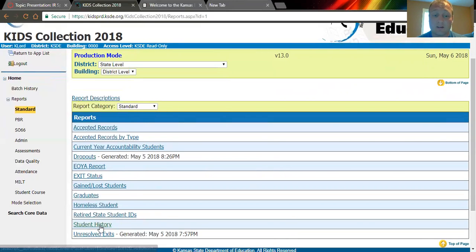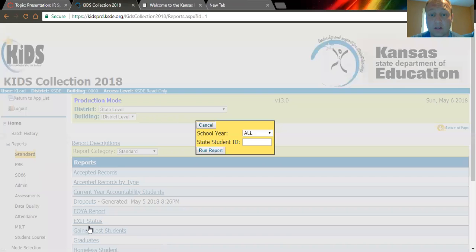The student history is an often used report because I can find all the records that have been submitted for a specific student as long as I have some basic information about that student. And I will show you here what this right here, state student ID. It's the most important part of all the information retrieval systems I'm going to discuss, because that's how we track students. It's a unique identifier.